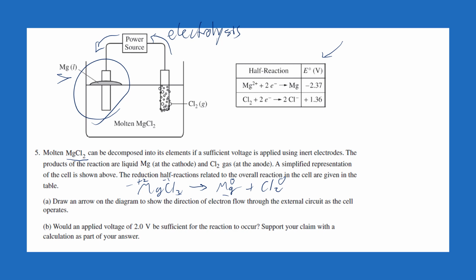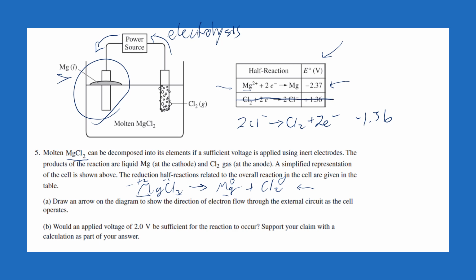Okay, and then it says, would an applied voltage of 2 volts be sufficient for the reaction to occur, and support your claim with a calculation? Okay, well, this reaction is the same as it's written here, right? The magnesium ions are changing into solid magnesium. But this one is the opposite. We want the chlorine gas being formed, so let's go ahead and flip that. And so when you flip the reaction, you'll change the sign. So now it's an oxidation half reaction.